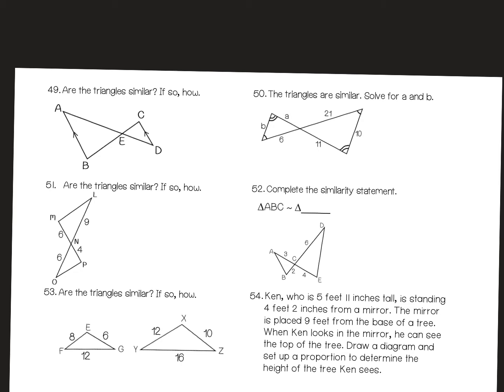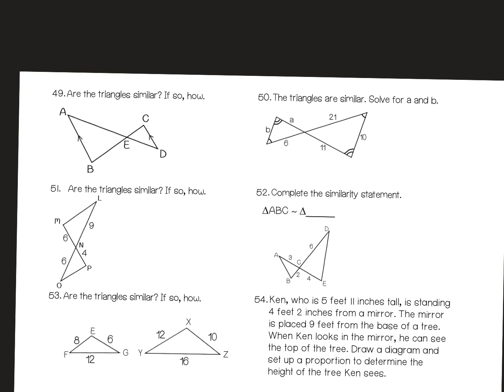For 49, we're trying to figure out if the triangles are similar. So there's 3 ways to prove similarity. It's either going to be angle, angle, side, side, side, or side, angle, side. So for this one, right away, we know that there are vertical angles. And then you also have these 2 parallel lines. So if you choose one other line to be your transversal, you are creating some alternate interior angles, making these similar by angle, angle.